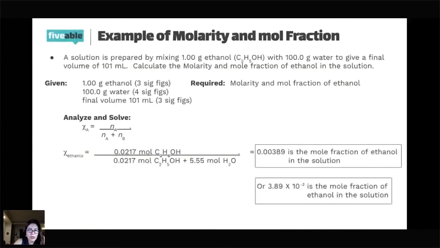Okay, so using 3 sig figs, this is our answer. And remember that this is a unitless number because we're canceling moles. Any questions?